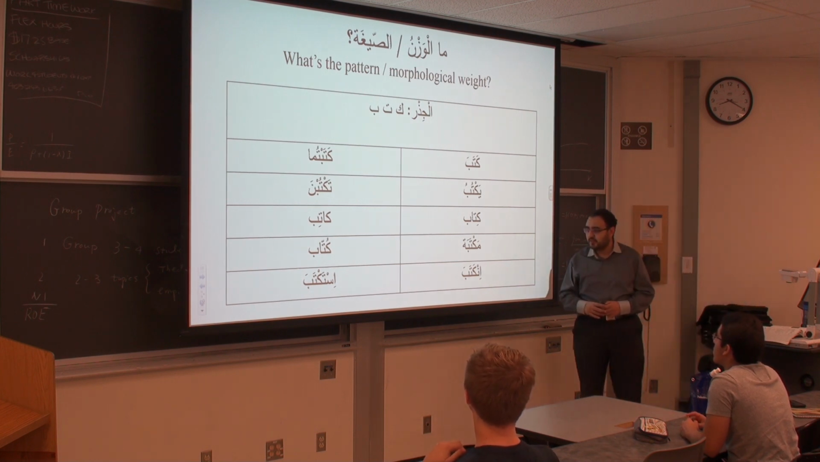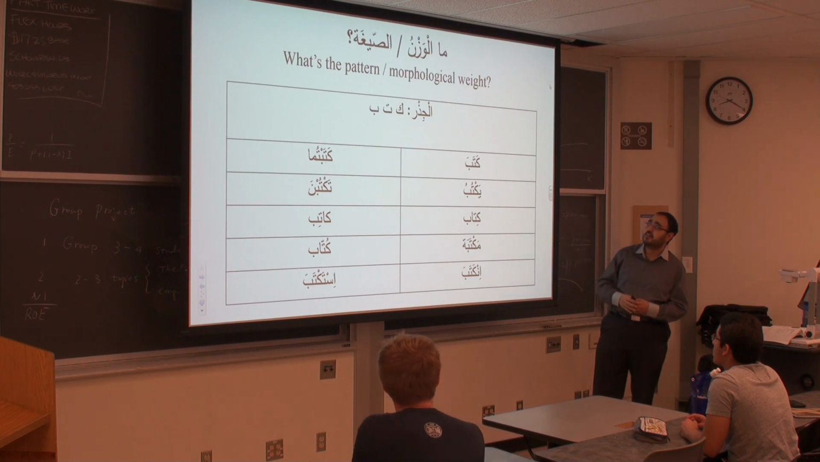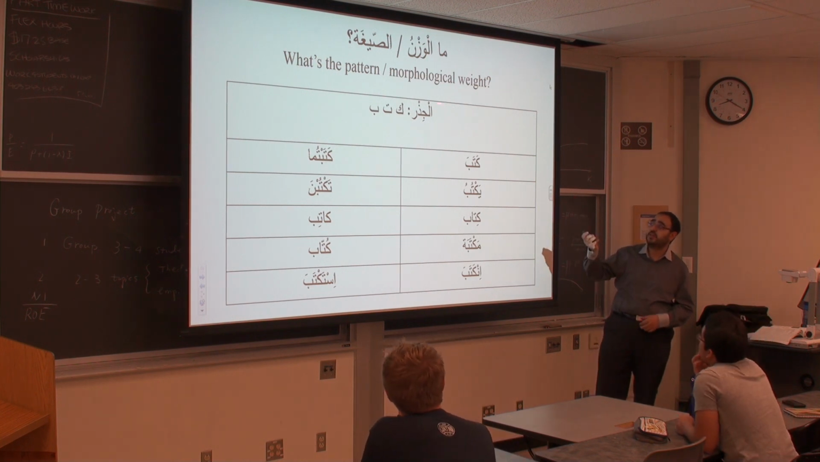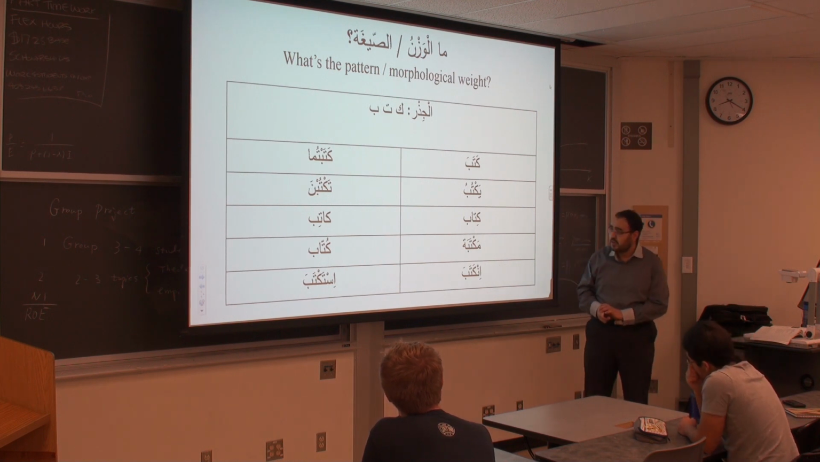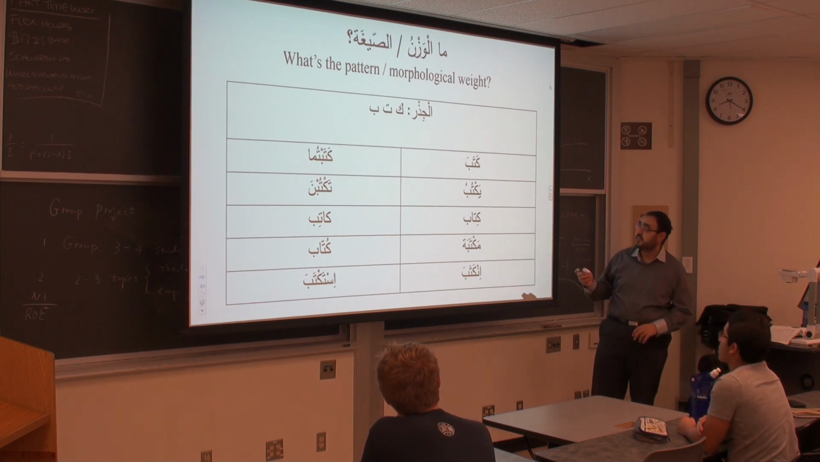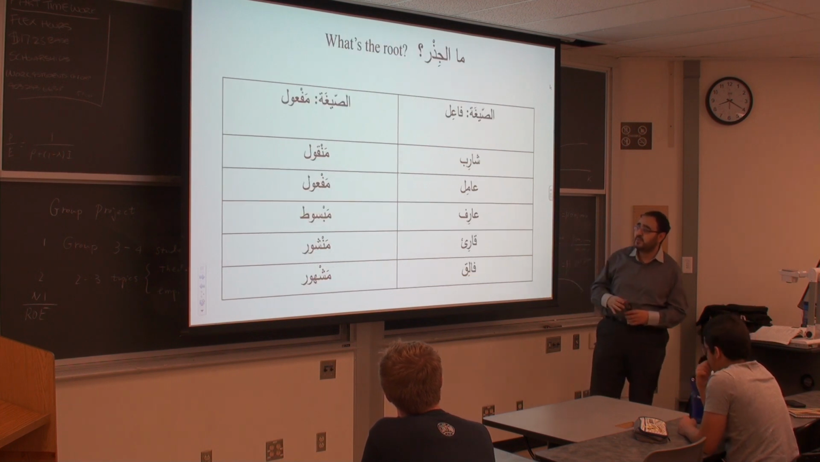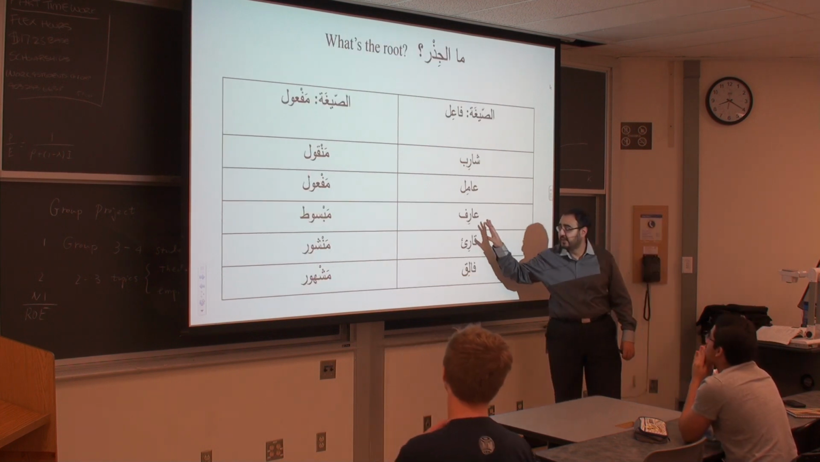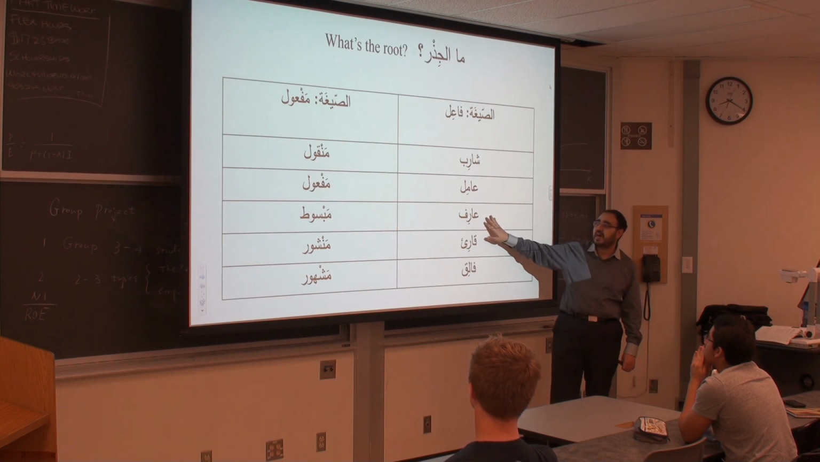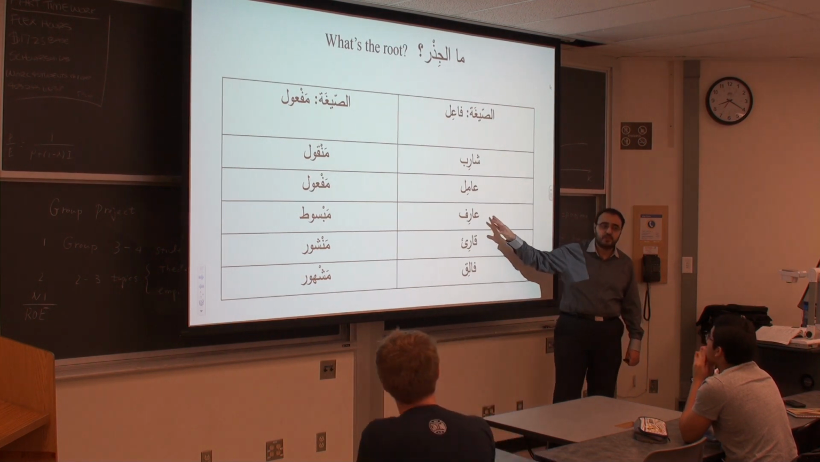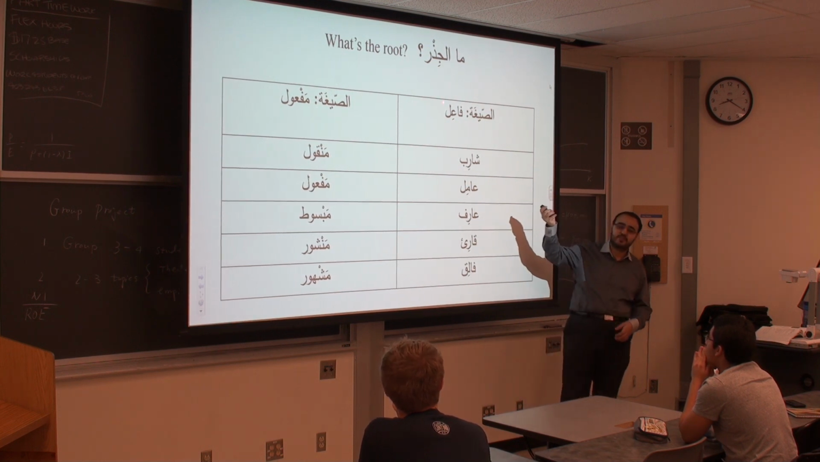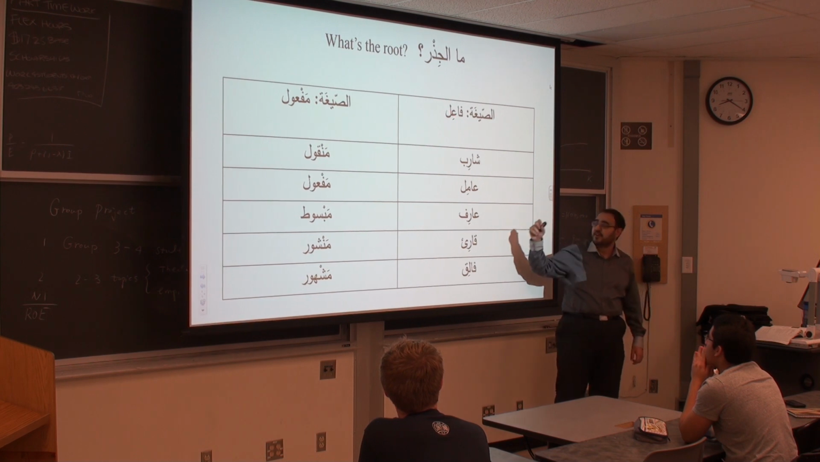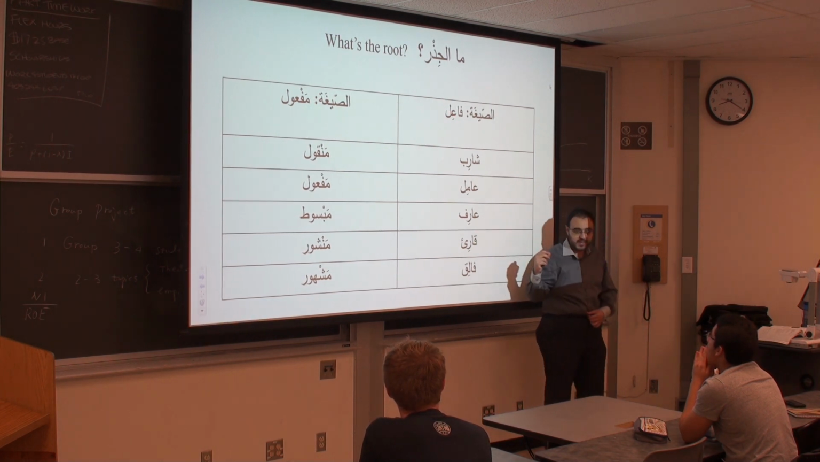Just notice, here I'm asking you for the morphological weight, which is al-wazn. Al-wazn is the morphological weight of the word. The morphological weight can be the same as the pattern. So in this case, the word عارف, for instance, the morphological weight is فاعل, and the pattern as well is فاعل.